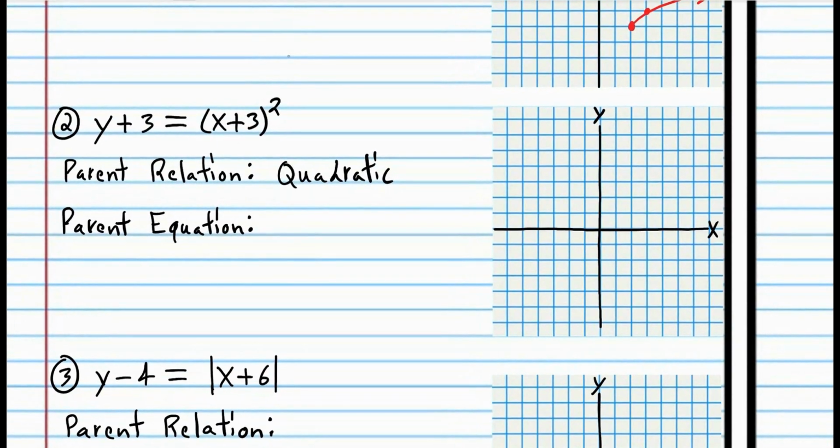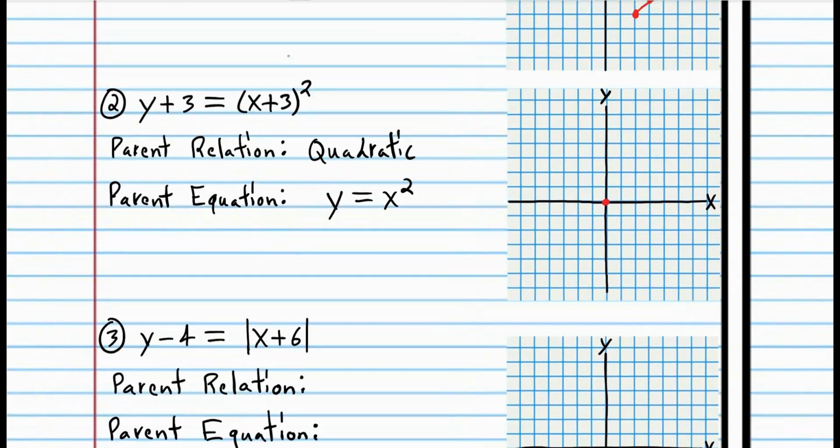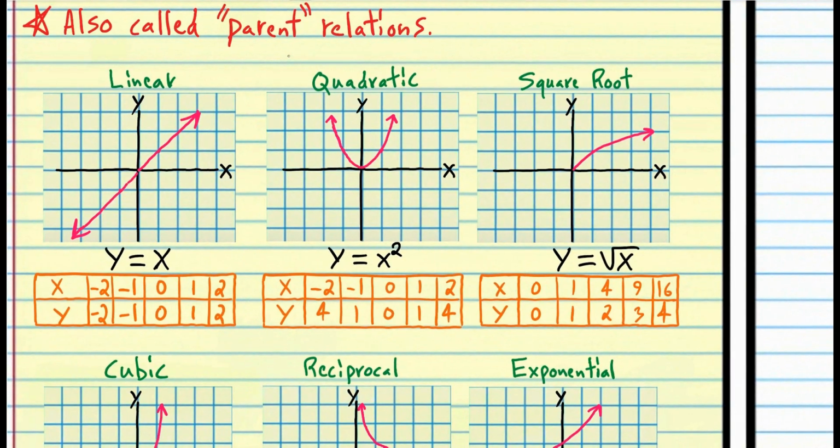So this is the quadratic relation, and the parent equation, if you look on your library of relations, is y equals x squared. So now, again, you want to use reference points. You want to use 0, 0. You can see on your library of relations, 0, 0 is a reference point. You see here, we have 0, 0 in purple. We have 1, 1, negative 1, 1. And we have 2, 4. We have a negative 2, 4. You can use all those reference points to graph your parent graph.